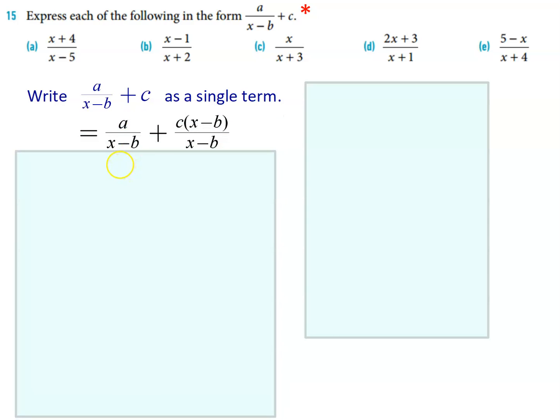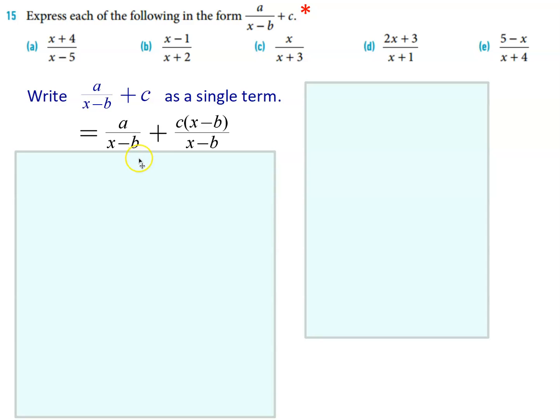Okay, what I have to do first, of course, if I'm going to write it as a single fraction, is I have to get a common denominator. So I needed a denominator of x minus b. So the c, I just multiplied it by x minus b over x minus b, because anything divided by itself equals 1, and c times 1 is just c. So that was really the key to the whole thing.